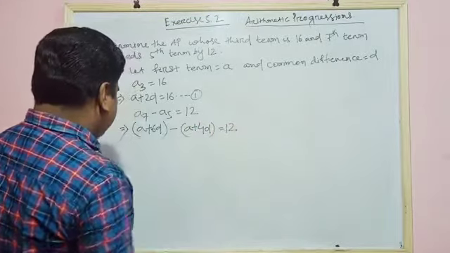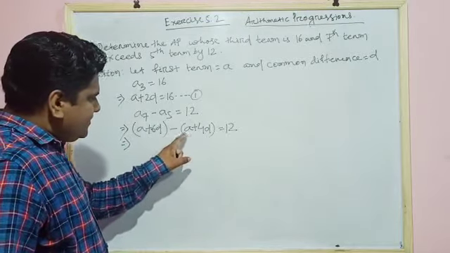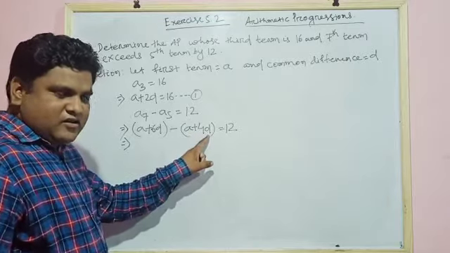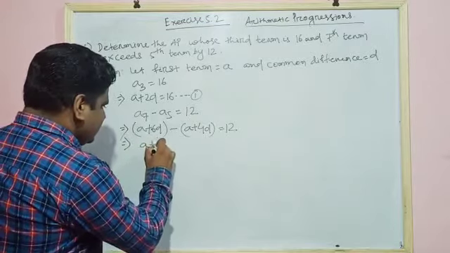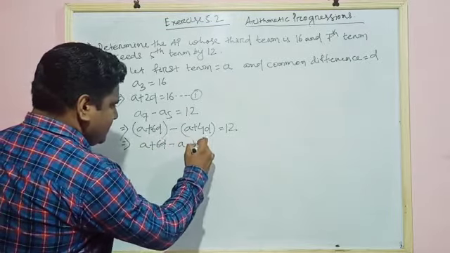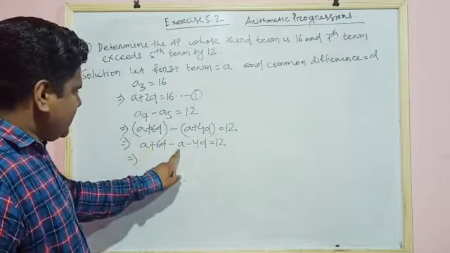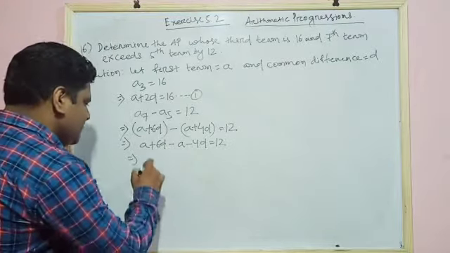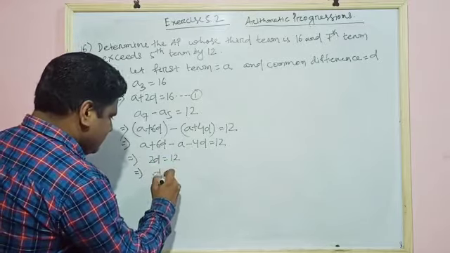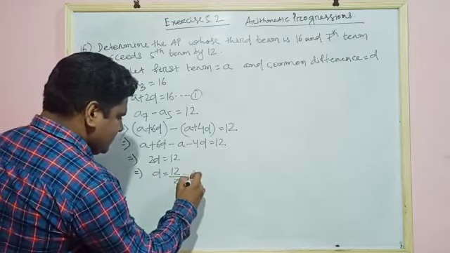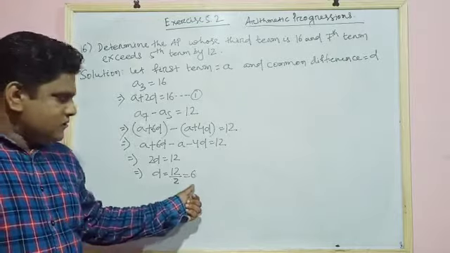Equal to 12. This implies that when we open the bracket, the sign inside the bracket after the negative sign will be reversed. So it will be A plus 6D minus A minus 4D equal to 12. So A minus A will cancel. 6D minus 4D equal to 2D equal to 12. So this implies D equal to 12 by 2, which is 6. We got D equal to 6.